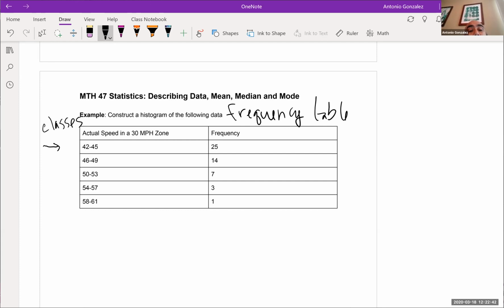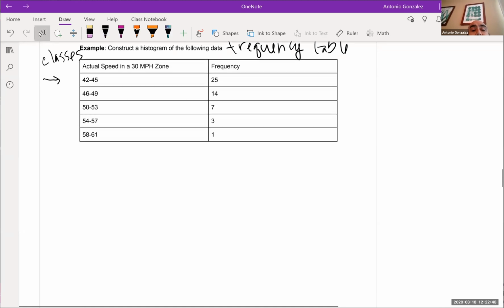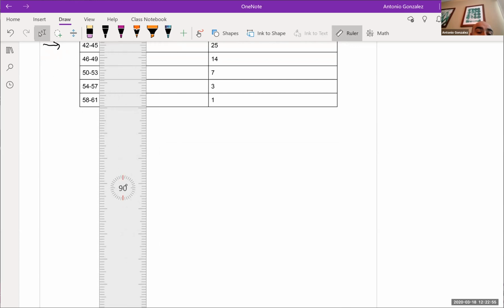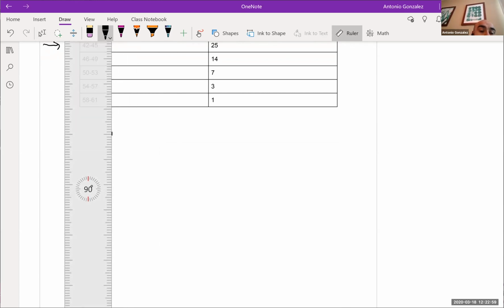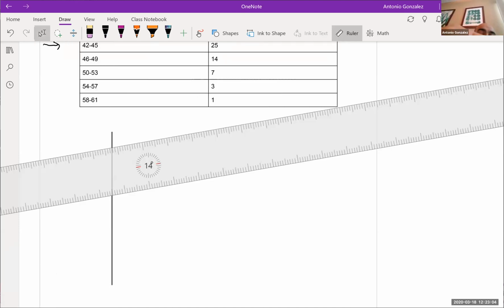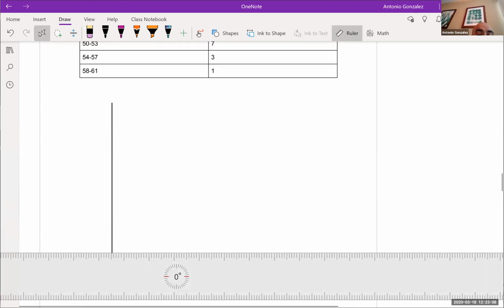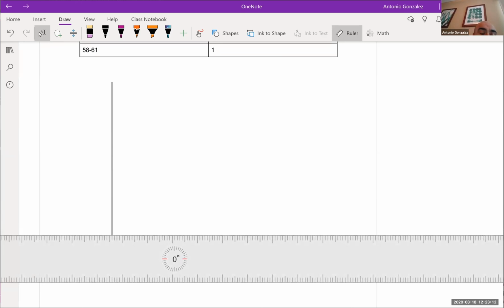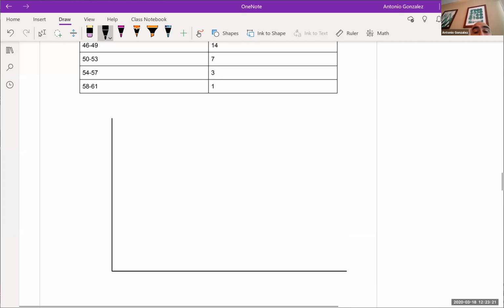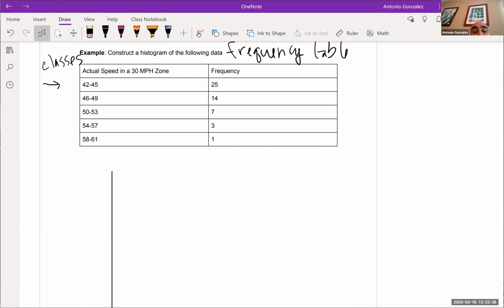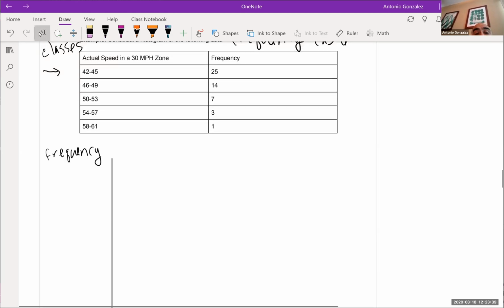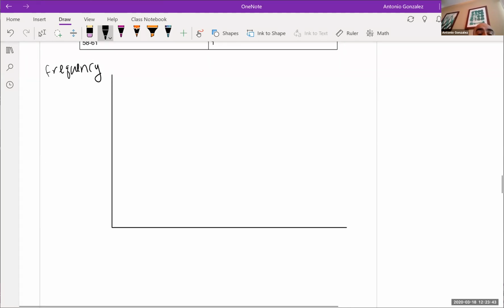Okay, so now I want to construct a histogram. All right, so again, I'll start off the same way I started the previous histogram. I'll have my axes. All right, so let me draw those first. Okay, and again, every time I'm asked to construct a histogram, it all starts off the same, right? The vertical axis will always be the frequency. And then here, whatever the data is that we're measuring, the speed in a 30-mile-per-hour zone.